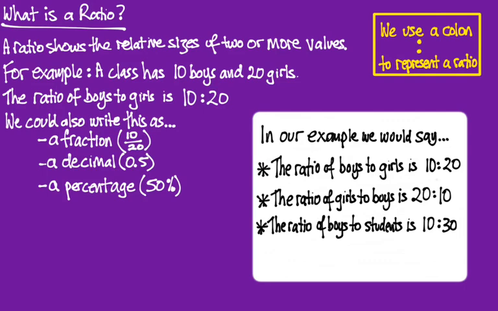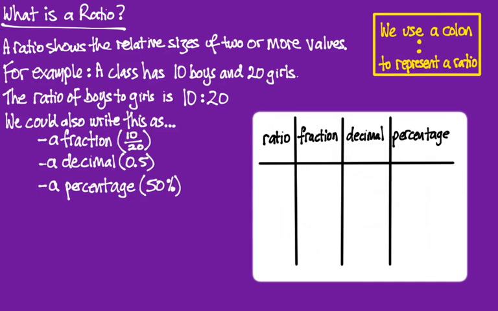The ratio of boys to students is 10 to 30 because there are 10 boys and there are 30 students all up, the 20 and the 10. Now if I asked you the ratio of girls to students, what do you think that would be? Given that there are 20 girls and 30 students, it would be 20 to 30. So it's important that you listen for the question, what's being asked, because you'll get different ratios depending on the numbers of what you're asked.